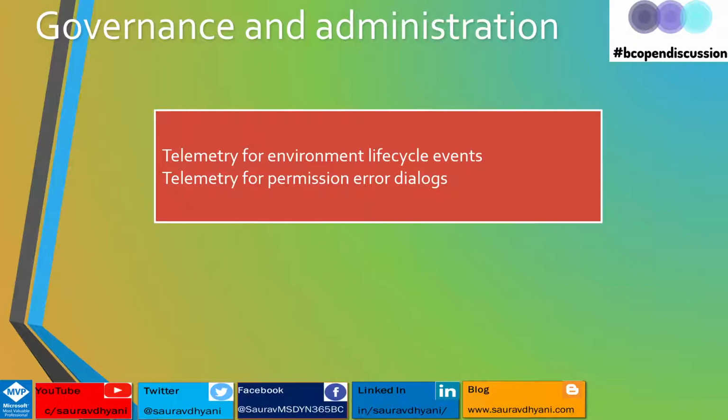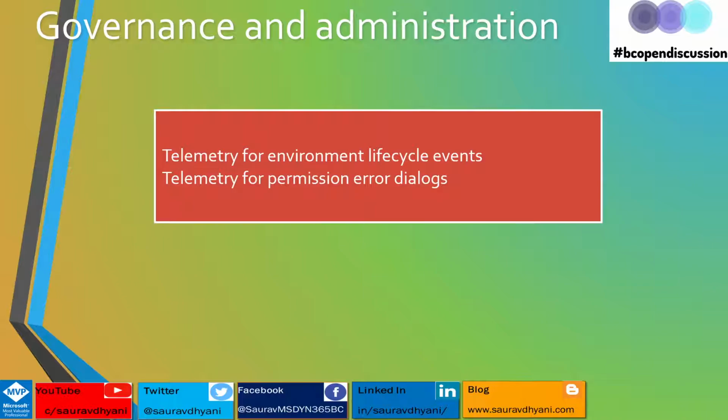So whenever your environment is updated, an update is applied, or the environment is deleted or renamed, those events will now be signaled as telemetry, which will give you more information about what's happening on your environment. So that's available as of today with the 2022 release wave 1.